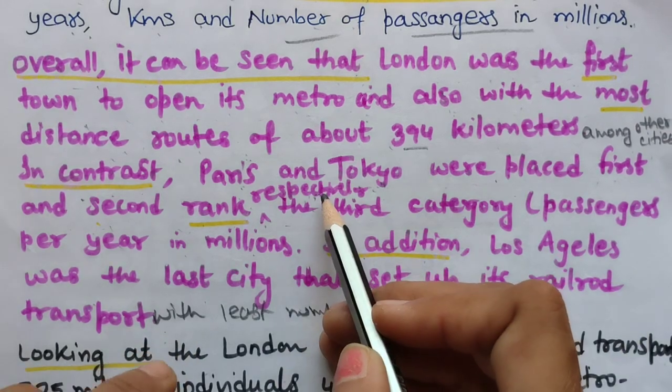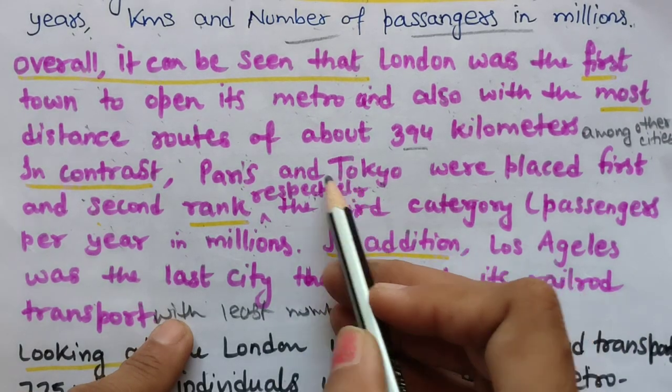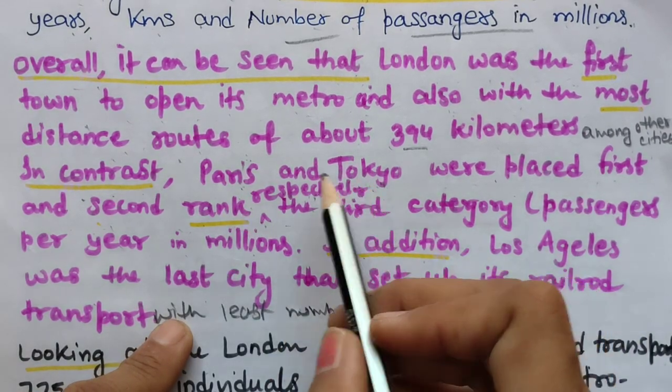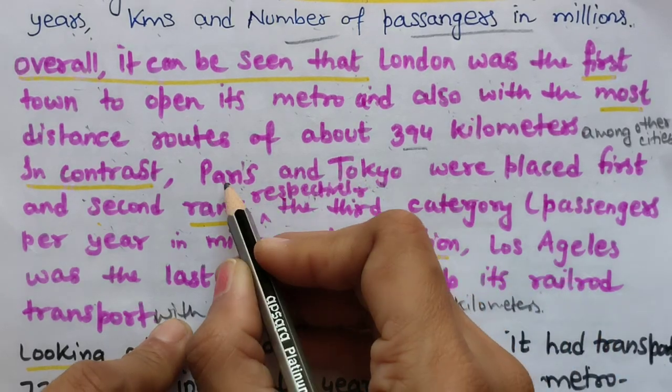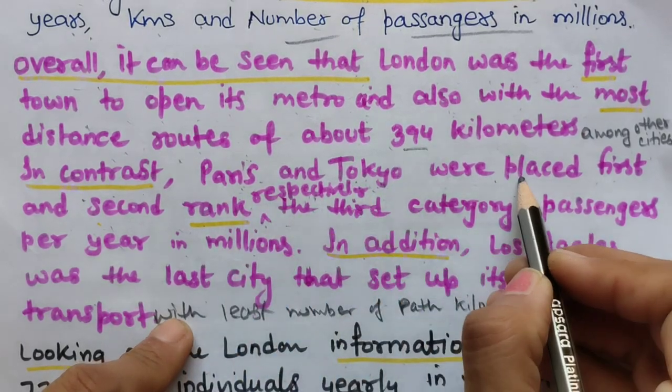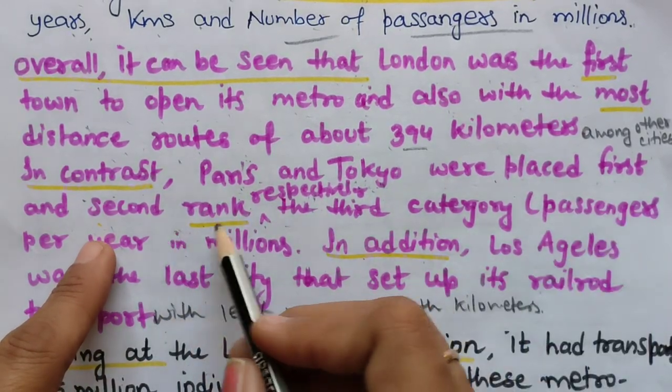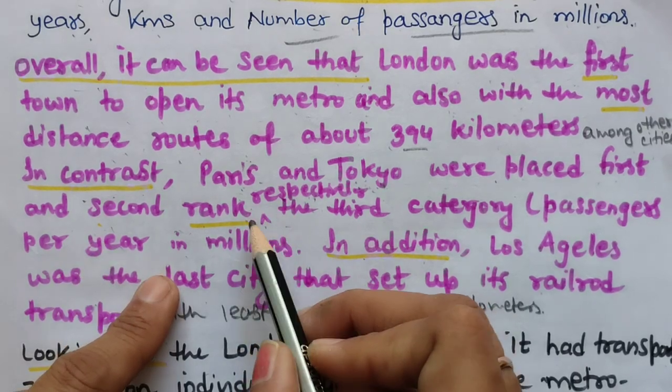So please give correct information. Here, instead of Paris and Tokyo, I could have written Tokyo and Paris. So let's correct it. Tokyo and Paris were placed first and second rank. Then that would be the correct sentence, respectively.